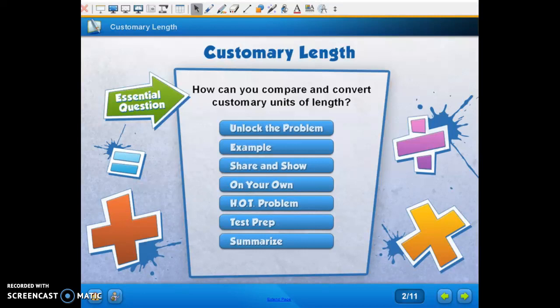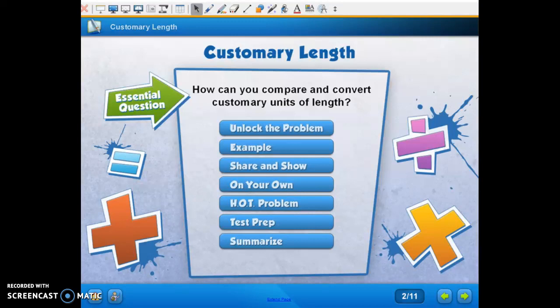How can you compare and convert customary units of length? What are customary units of length? Can you name one? The American way. What we use in America, but what are they? Inches, feet, miles. Stop. Listen. Length. How long something is. So inches.